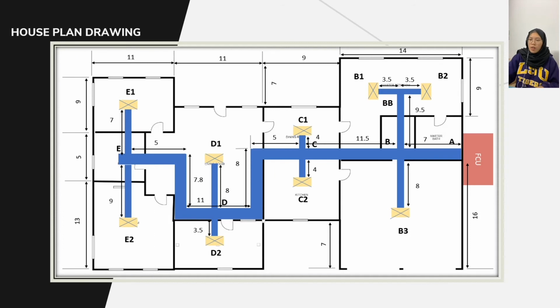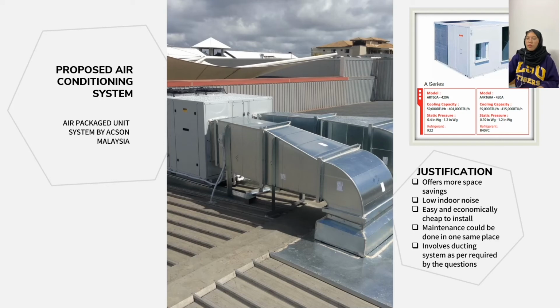This is the house plan drawing with the ducting, complete with the ducting system, using the FCU unit and the diffuser that I have searched from the catalog. For this mini project, the air conditioning system that I have proposed is the air package unit system by Accent Malaysia.